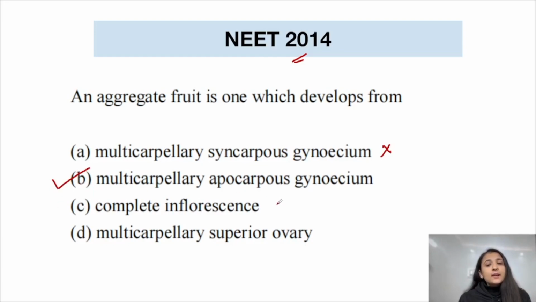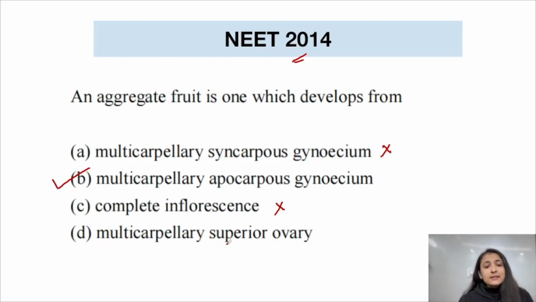Option C is saying complete inflorescence. No, because complete inflorescence is involved in composite fruits, not in aggregate fruits. And multicarpellary syncarpous gynoecium means a single ovary is there. Even if multiple carpels are there, it is a single ovary. So this condition is responsible for the formation of a simple fruit, not an aggregate fruit. So for the aggregate fruit, the correct answer is option B.